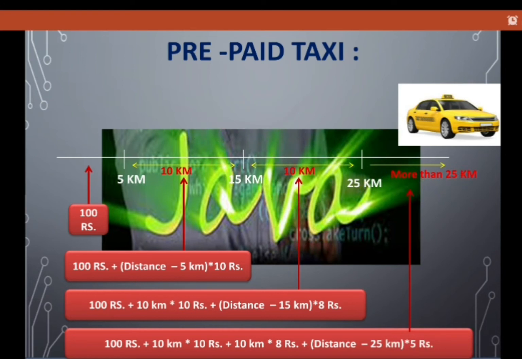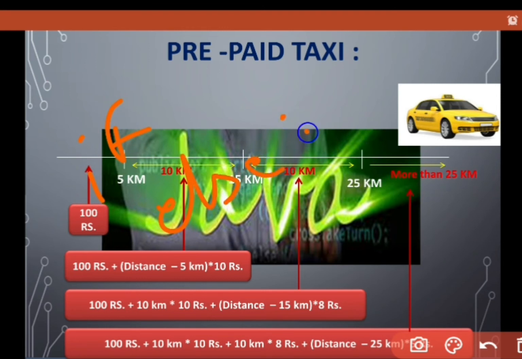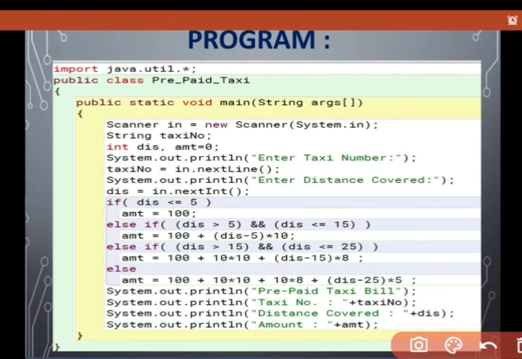And one more thing, which type of directional statement, which type of bidirectional statement do I have to use? If, else if, else if, else, all are related with each other. Always prefer ladder if else, meaning if, else if, else. Always prefer it when the conditions are linked with each other. Now moving further with the program.